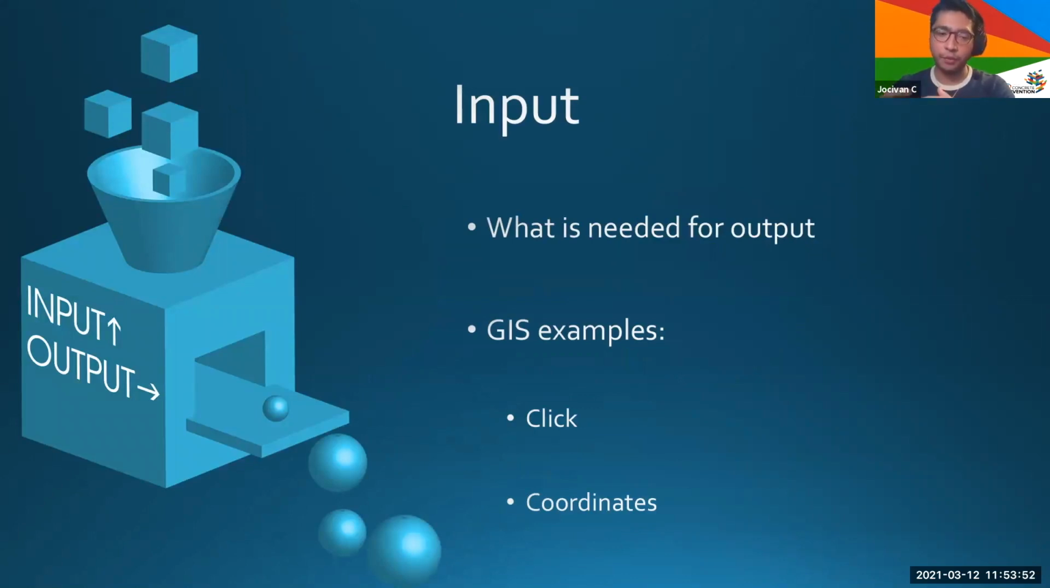Some quick examples would be a click or entering coordinates into your program. As I said before, GIS is basically maps with data, so possibly some form of input could be a data set, and your program just takes that into account and processes it or does something with it.